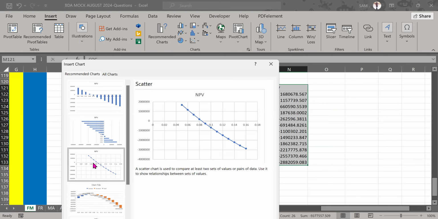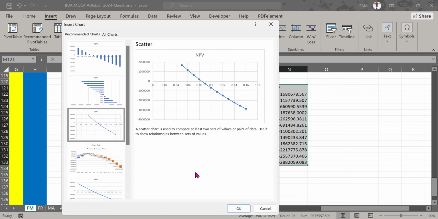I'm looking at this scatter. And I'm tempted to pick this scatter because I can see a clear line there, and I can even read the description telling us a scatter chart is used to compare at least two sets of values or pairs of data. Use it to show relationships between sets of values. And for sure, we are looking at the relationship between changing cost of capitals and the effect it has on NPV. That is the relationship we are looking at. So I can be tempted, and I think I can go ahead and pick this scatter.